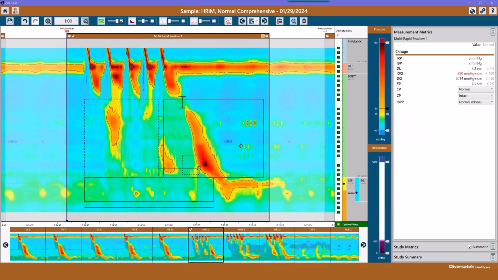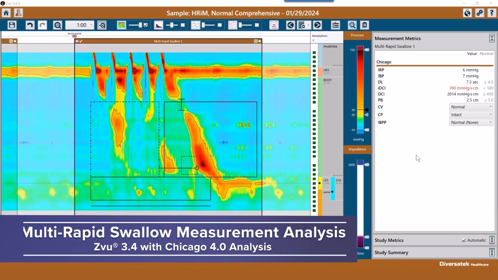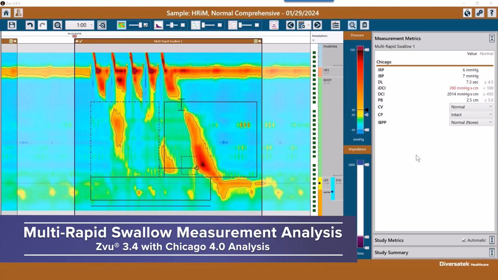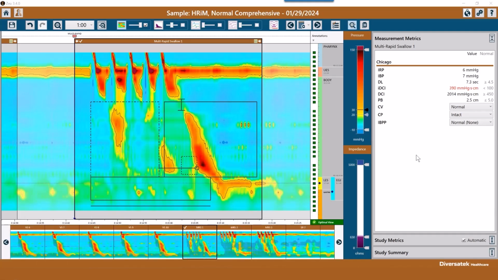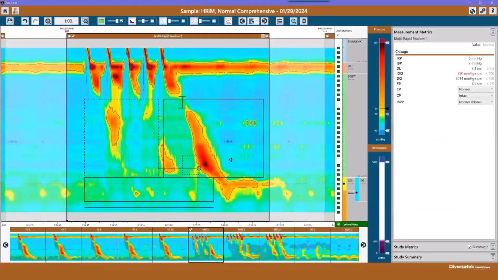There have been several updates to the multi-rapid swallow section of the study. Chicago 4 recommended up to 3 sets of multi-rapid swallows if the peristaltic reserve is not adequately peristaltic and vigorous in the first or second set. The markings have been updated so that the distal latency, the peristaltic break, and the DCI all mark the final swallow as if the other 4 didn't occur. The inner bolus pressure mark has been added as well, and the IRP spans from first swallow to the end of the last swallow to look for EGJ relaxation.